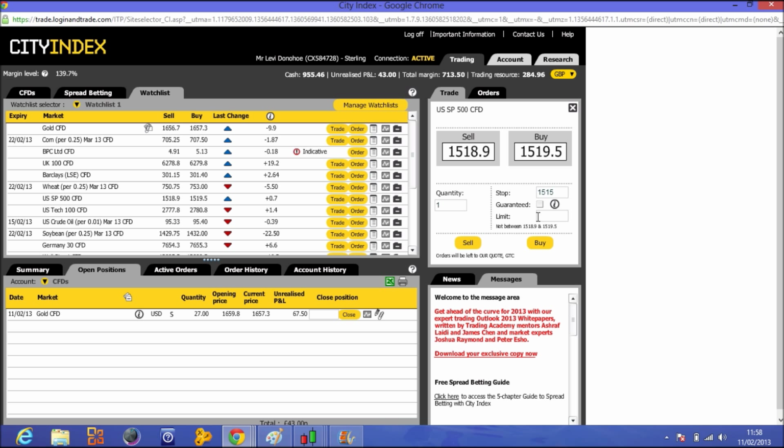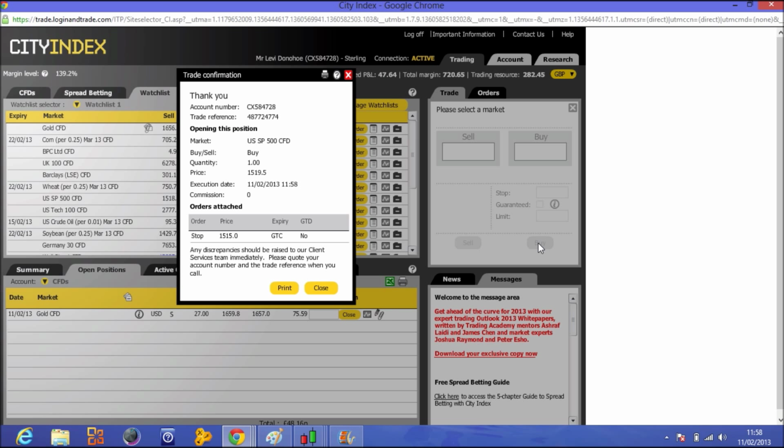Limit is totally the contrary. If you know where you want to take your profit, you type in a limit. You don't have to have the computer on or be at the computer. It will automatically sell your position at that point. So we're going to buy one contract in the S&P.